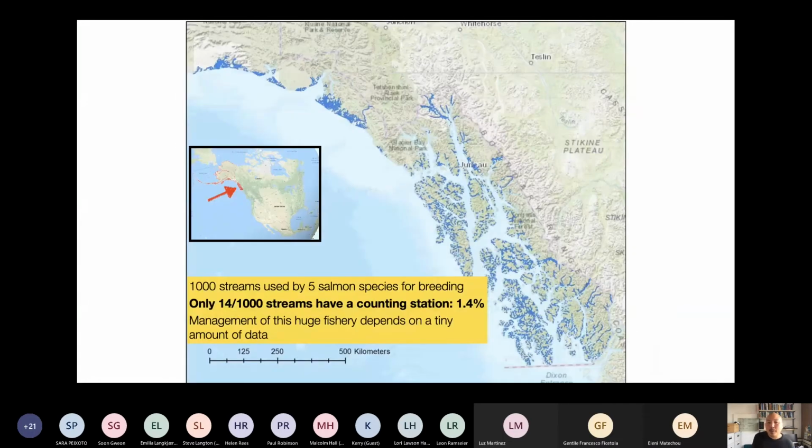But there's a problem, which is that there are, just in this part of, known as the southeast of Alaska, it's where the capital is, there are about 1,000 streams that are used for breeding, as estimated. And they have a counting station on 14 of them, right? So that's 1.4% of the streams. And the reason for this is pretty obvious. Most of what you're seeing there, even though the capital is there, most of it is you can't get to without taking a boat. There are bears. It is not an easy place to work. So they're really managing a huge fishery based on a tiny amount of data.